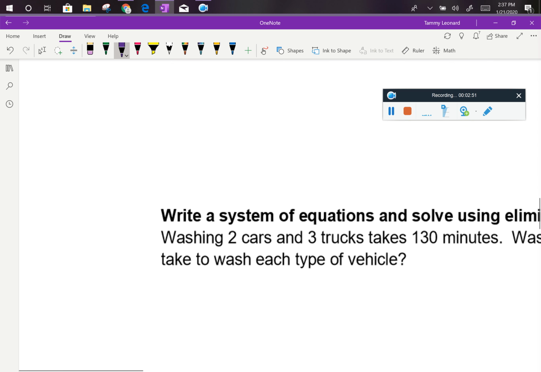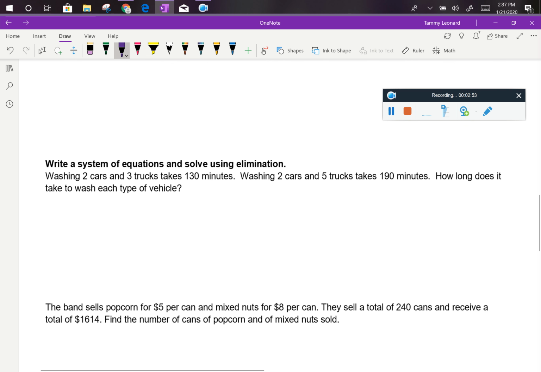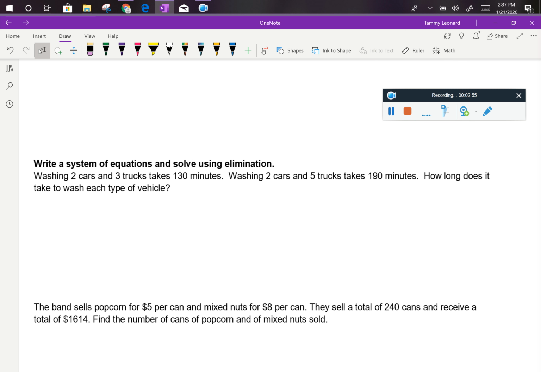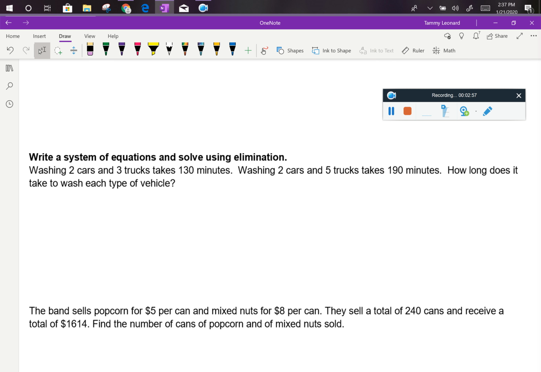Next, we see a word problem. This says we're supposed to write a system of equations and solve using elimination. Here's the word problem. Washing 2 cars and 3 trucks takes 130 minutes. Washing 2 cars and 5 trucks takes 190 minutes. How long does it take to wash each type of vehicle?